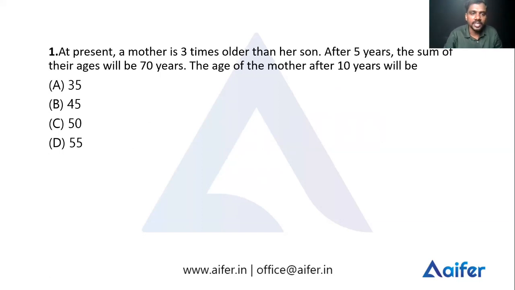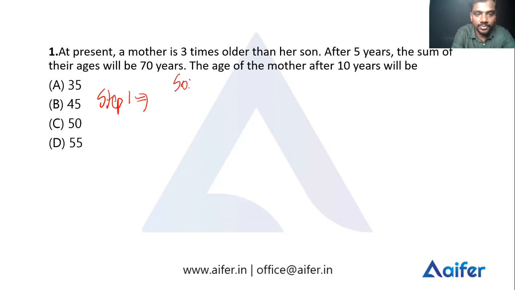The question is: at present, a mother is 3 times older than her son. After 5 years, the sum of their ages will be 70 years. The age of the mother after 10 years will be, is the question being asked here. As we have already discussed in the theoretical aspect, we have to follow 3 steps. Step number 1, write the existing condition.